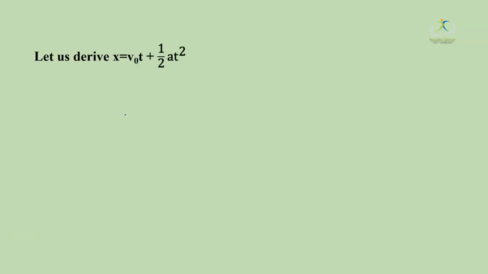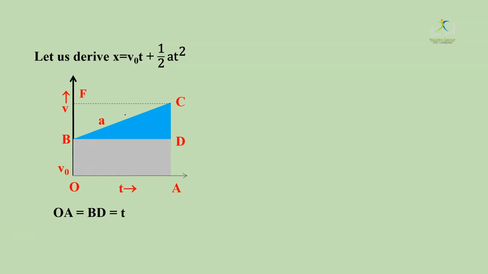Let us derive the second equation: x is equal to v naught t plus half at square. Instead of u, I am taking v naught. Again the graph is here. OA is equal to BD in the graph, and OB is equal to DA. The value of OB is v naught, and CD is equal to BF, which is OF minus OB, which comes to v minus v naught.